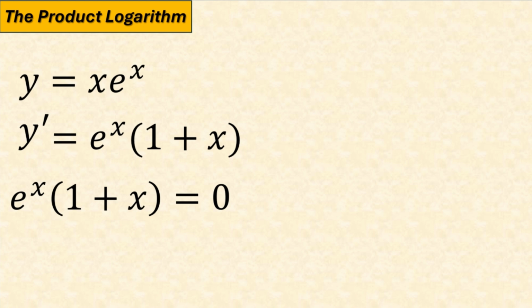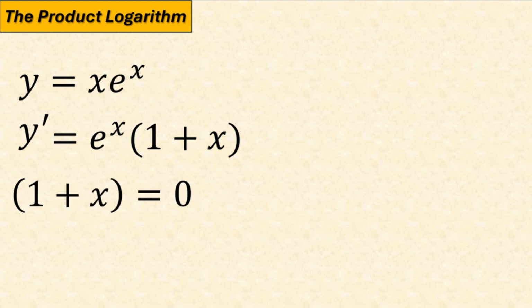Recall that to find the lowest point, we need to set the derivative equal to 0. For e to the x multiplied by 1 plus x to equal 0, either e to the x must be 0 or 1 plus x must be 0. E to the x can never be 0, so we know that 1 plus x must be 0. Solving for this, we get that x is just equal to negative 1.